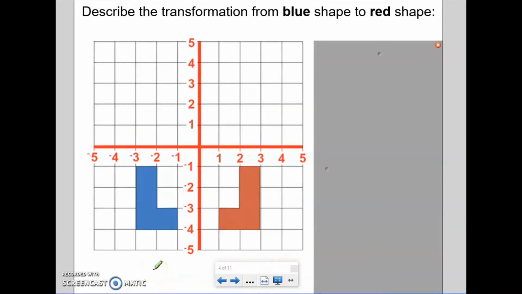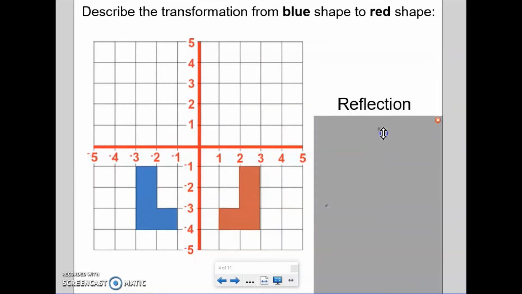Let's have a look at another question. Describe the transformation from blue shape to red shape. So again, we're going from blue to red. Still not an enlargement because the shape hasn't changed size. I'm going to rule out translation this time because the orientation of the red shape is different. This time it has been flipped, which is suggesting it is a reflection. So I'm going to state that to get from the blue shape to the red shape, we are carrying out a reflection.